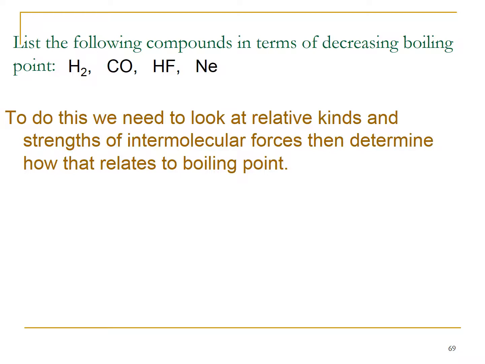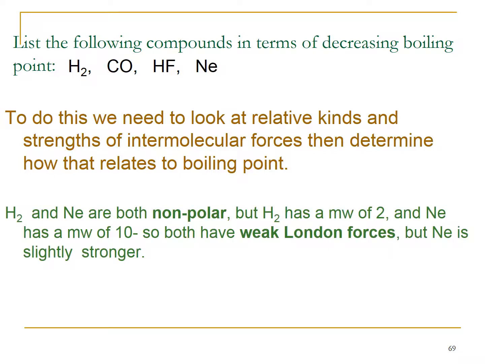HF is also polar, and we just got through saying that will create hydrogen bonding, so we know that's the strongest kind of attraction. And then neon, being just an atom, can only have, again, London dispersion. So which one has the strongest attractions? It would have to be HF. So that would have the highest boiling point. H2 and neon are both nonpolar, so those would be the lowest. So HF would be the highest, and then CO would be the next highest because it's polar.